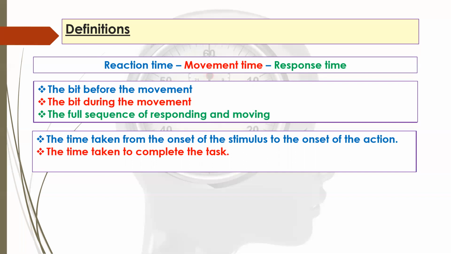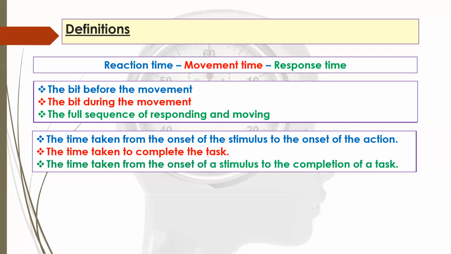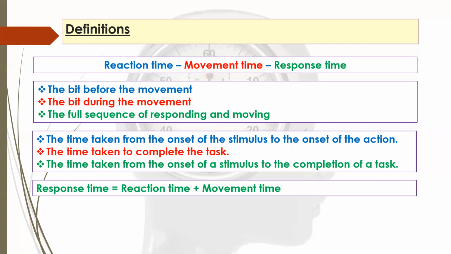And then you've probably worked out already that response time is the time taken from the onset of the stimulus, so the very beginning of this process, to the completion of the task. So essentially, response time is reaction time plus movement time. Just take a moment to go over that and make sure you're clear. Reaction time is the initial part of the process where you're taking on board the stimulus. Movement time is the time taken to actually produce the movement. And then response time is the combination of those two things together.